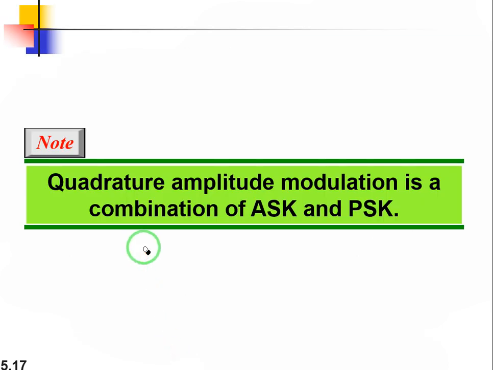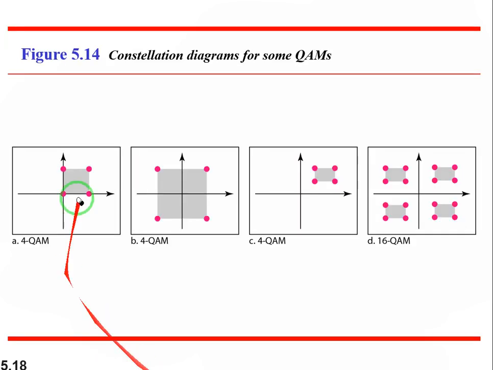So for your information, quadrature amplitude modulation is a combination of ASK and PSK. Because we studied QPSK, so it's a QAM. Quadrature amplitude modulation is based on modulation, not keying. Okay, so quadrature amplitude modulation is the combination of ASK and PSK. So the constellation diagram for quadrature amplitude modulation.